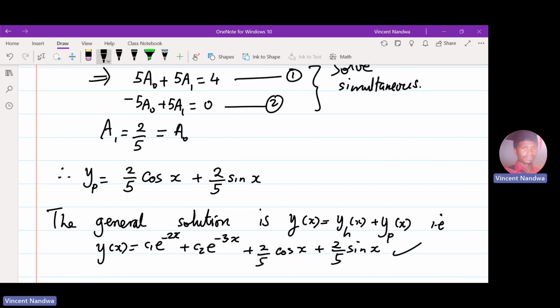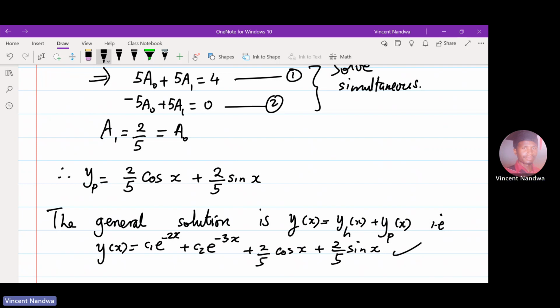So note the way we get the structure of the yp. The key thing, the structure of getting yp: if some of the functions in your yp take the same structure as what you have in the homogeneous solution, you need to multiply them by the independent variable.